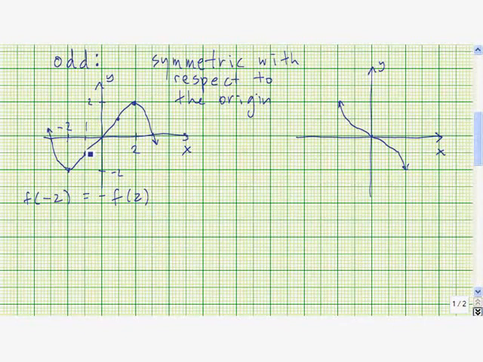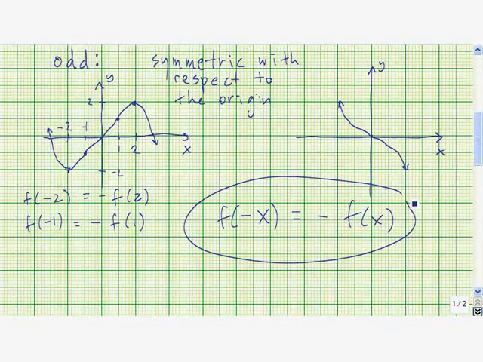Likewise, here is the y value when x is negative 1. Here is the y value when x is 1. F of negative 1 is the negative of f of 1. More generally, we have for odd functions, f of negative x equals negative f of x. Okay, so this is an important algebraic property of odd functions.